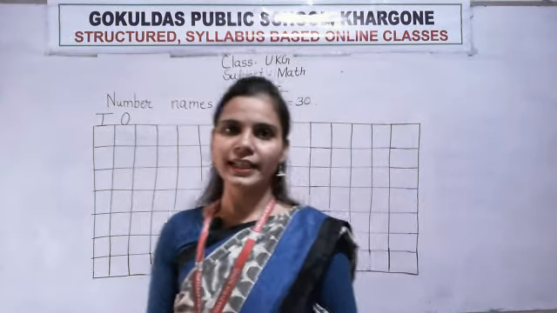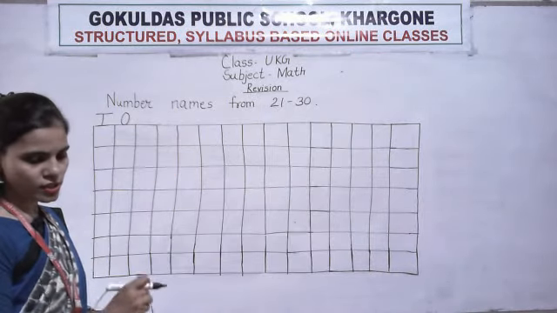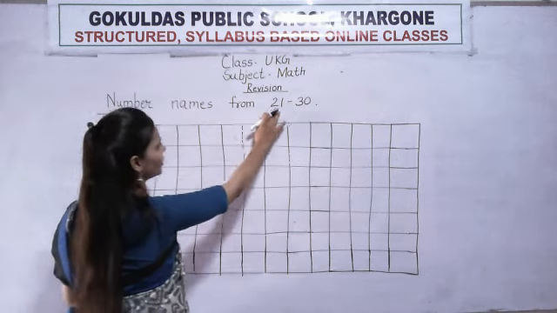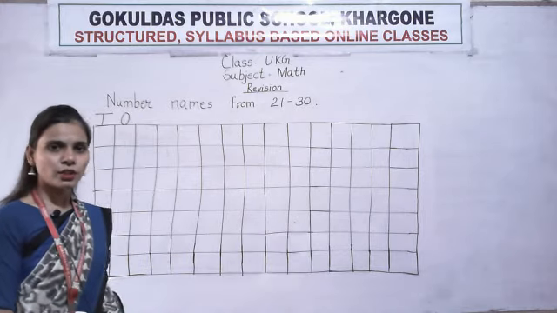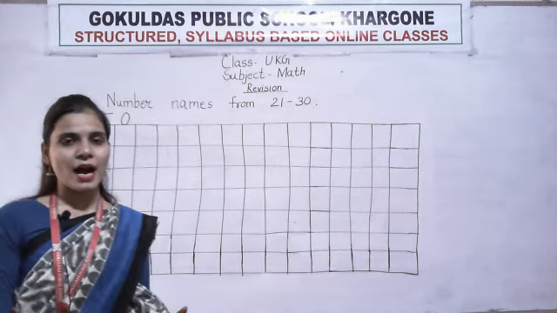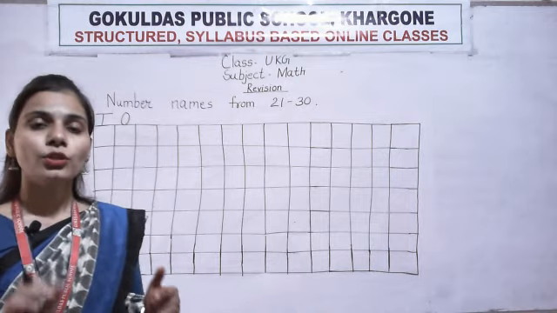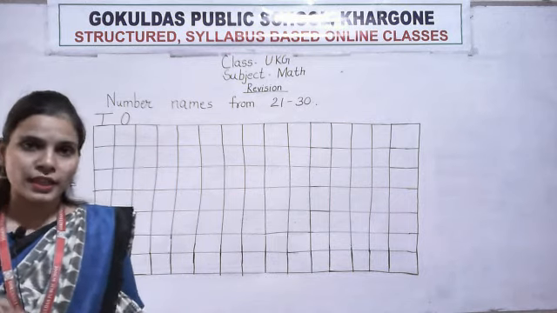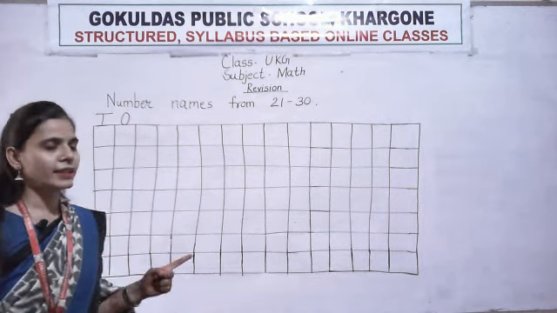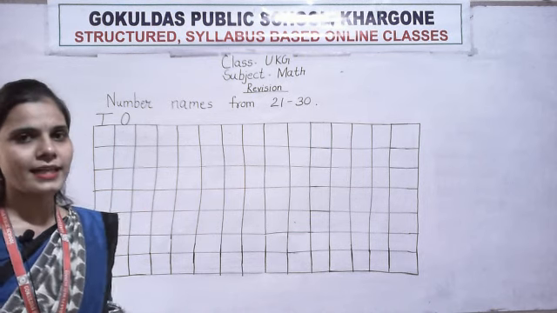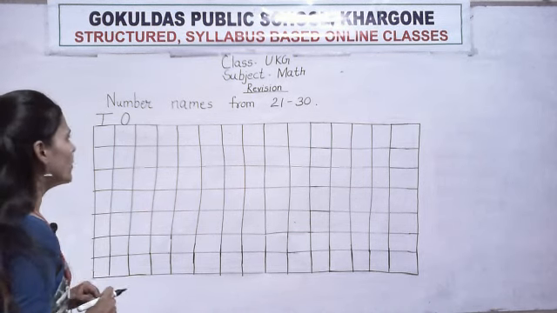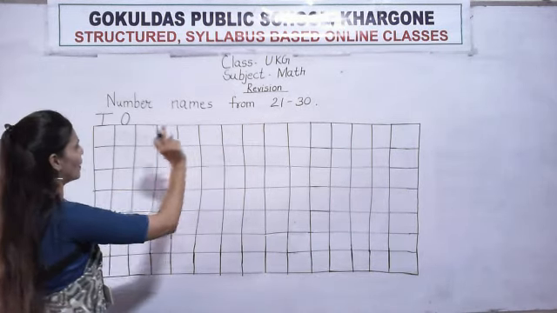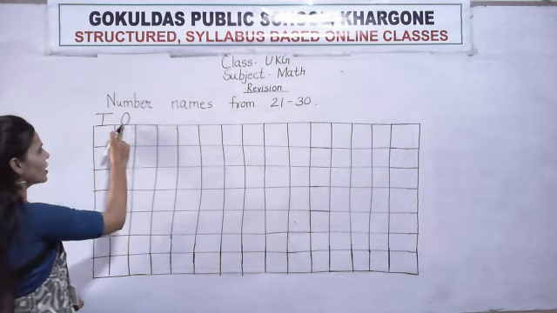First, write the heading: number names from 21 to 30. This is your revision part. In your previous session, you wrote number names from 21 to 30. So today we again write 21 to 30. Look over here. First, write down the heading on the first line. Then write your ones and tens.